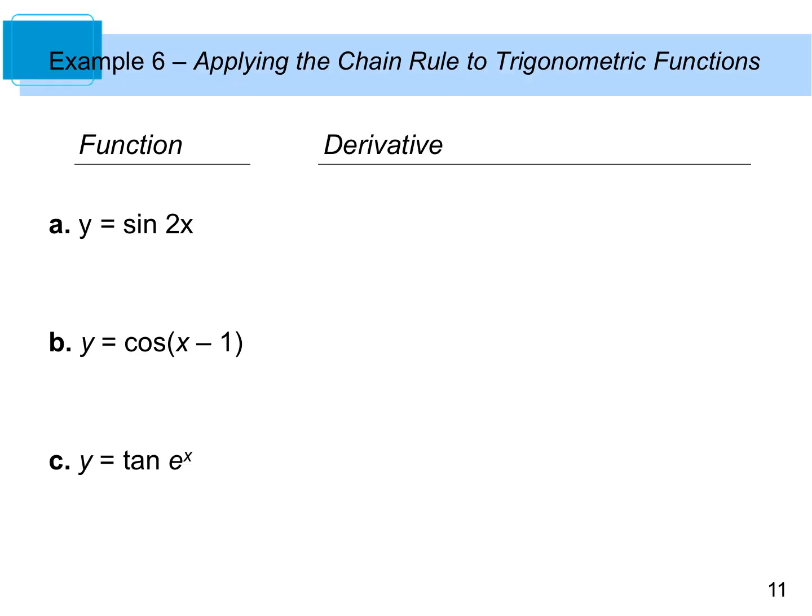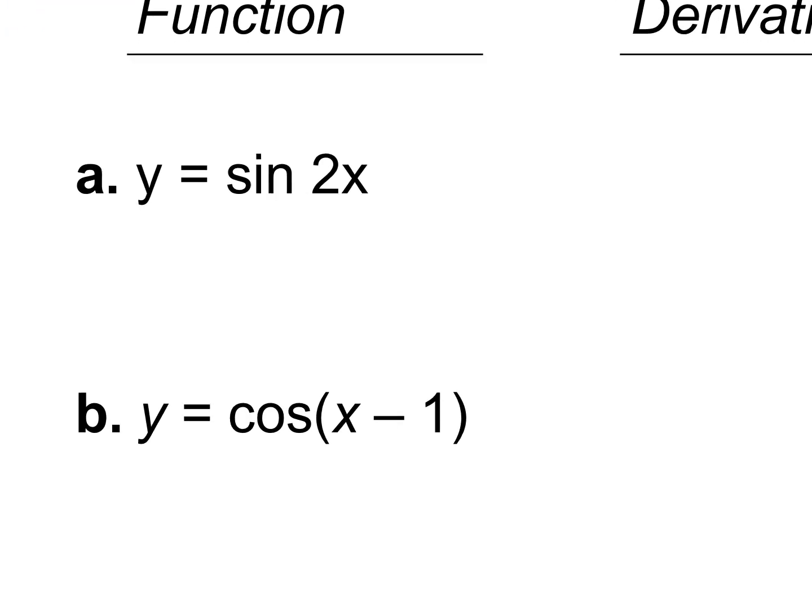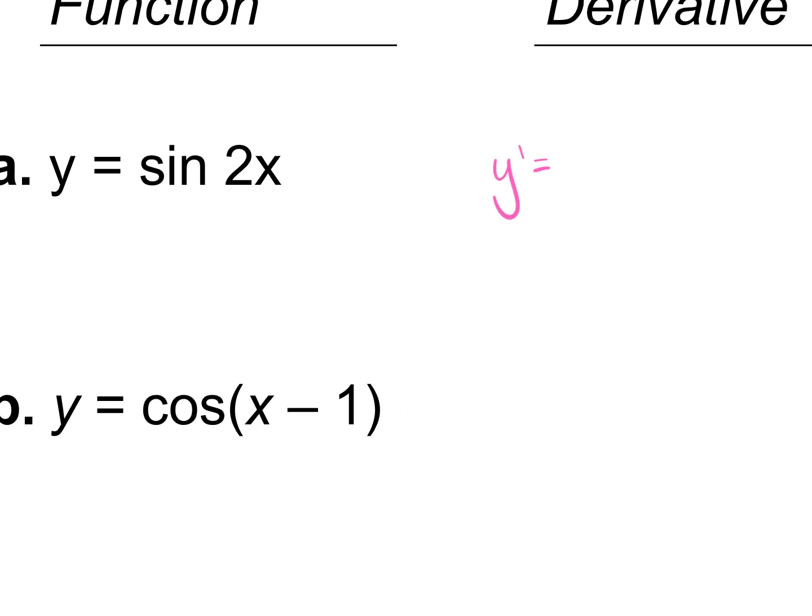All right, so example 6, we're just doing more derivative practice. So here, what's the derivative of sine? Cosine. So we've got cosine of 2x, the inside part stays the same, and then we multiply it by the derivative of 2x. What's the derivative of 2x? 2. So we've got 2 cosine of 2x.